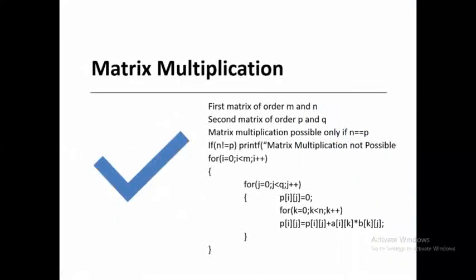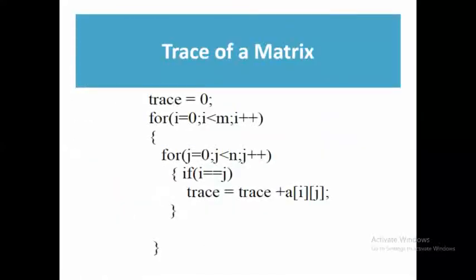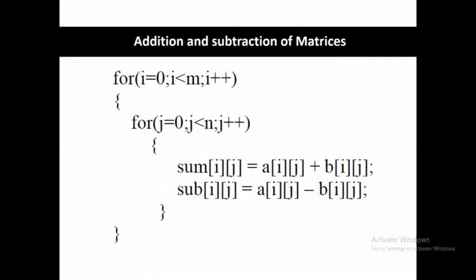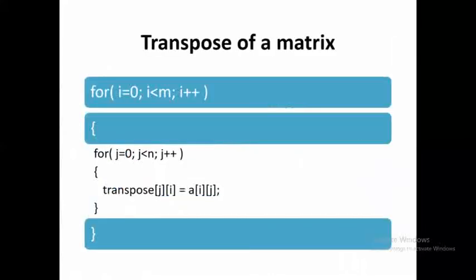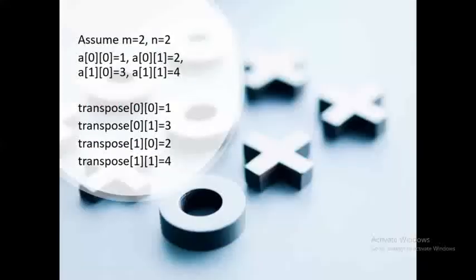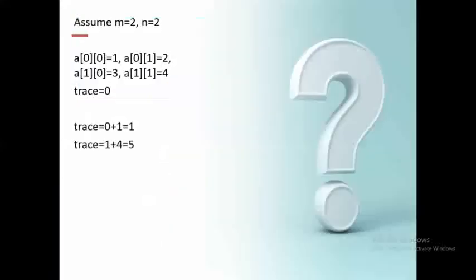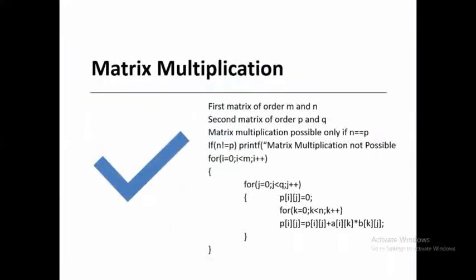These are very important matrix operations. First, addition and subtraction of matrices, which is between two matrices. Then transpose of a matrix, a single matrix; trace of a matrix, a single matrix; and again matrix multiplication, which is between two matrices.